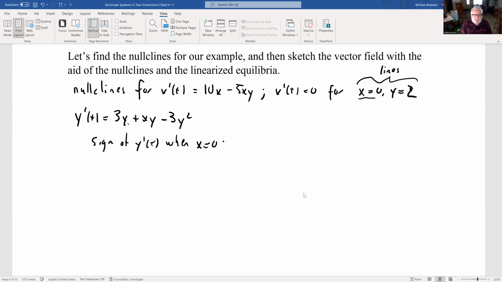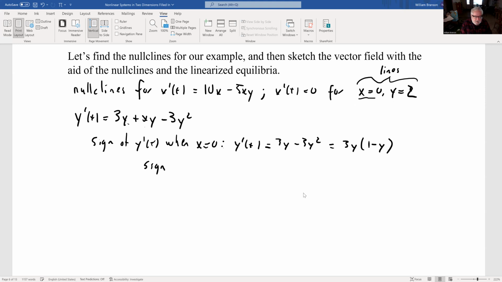So we take our nullcline x equals 0, and we plug that in. We get y prime of t is equal to 3y minus 3y squared on the nullcline, because x equals 0. And we can rewrite that as 3y times 1 minus y. And we can do a sign chart, or you can recognize this as a parabola. There's a number of different ways to figure out the signs.